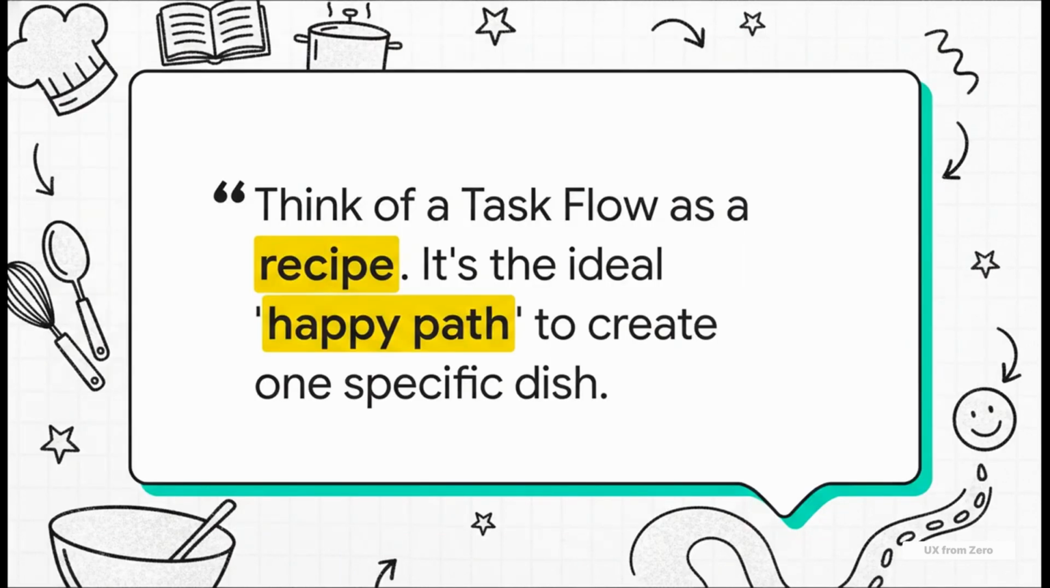Okay, here's the best way to remember this. Think of a task flow as a recipe. It gives you the exact step-by-step instructions to bake a perfect cake, assuming you have all the ingredients and nothing goes wrong. In the design world, they call this perfect, ideal scenario the happy path.